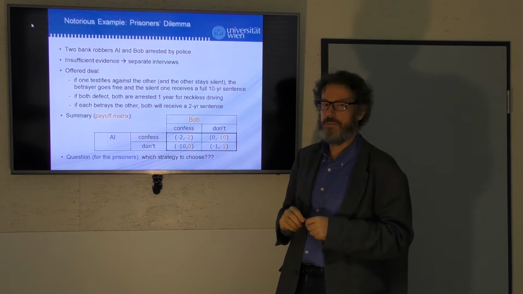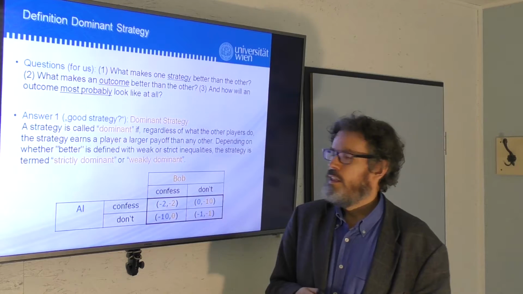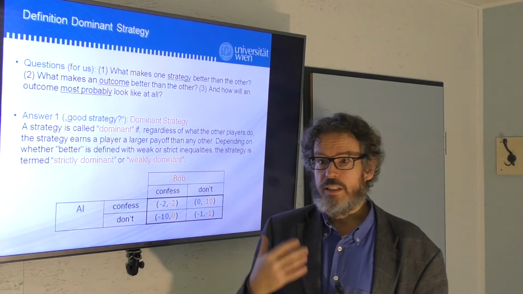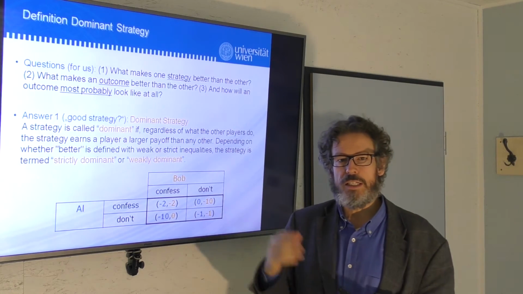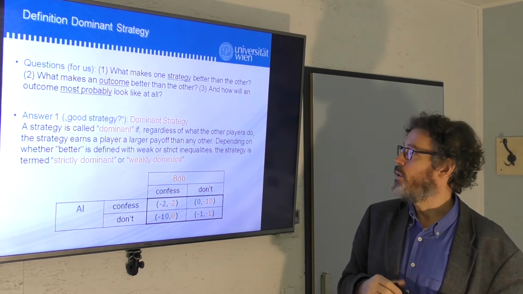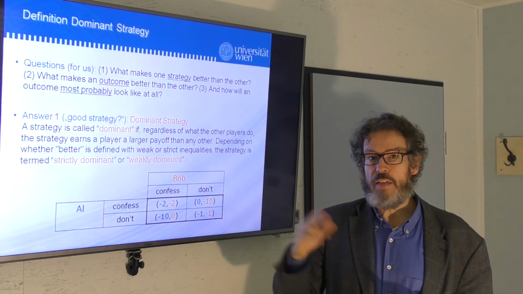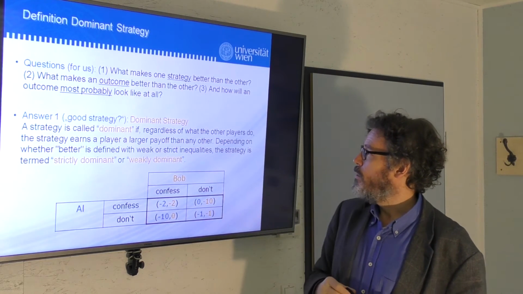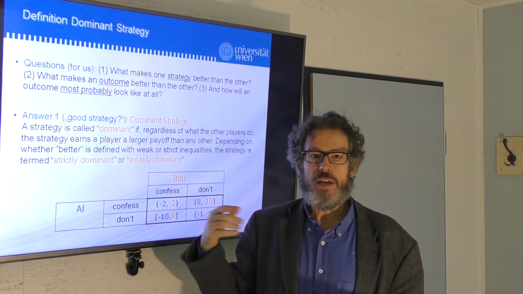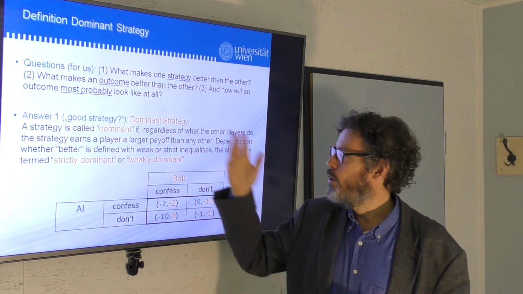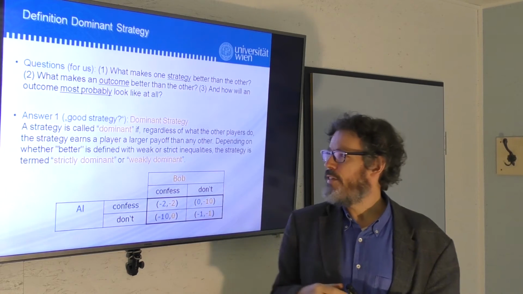Remember, they cannot communicate with each other. This is the idea of non-cooperative games, no communication. So the question for us is a different one. In fact, there are 3 questions. Question 1, what makes one strategy better than the other strategy? What does better mean? Question 2, what makes an outcome better than another outcome? And question 3, how will the outcome of this situation most probably look at all? So let's answer these 3 questions one after the other.